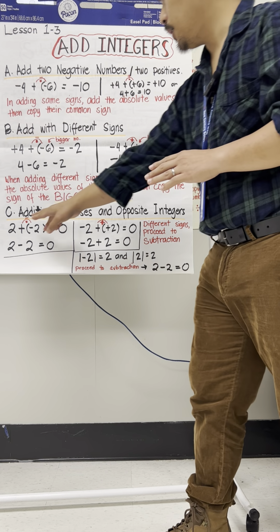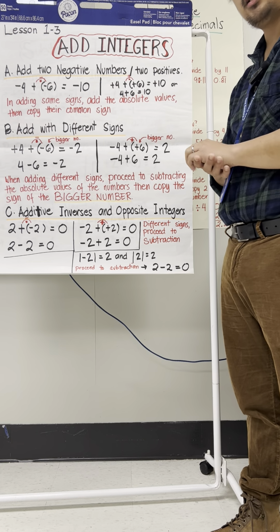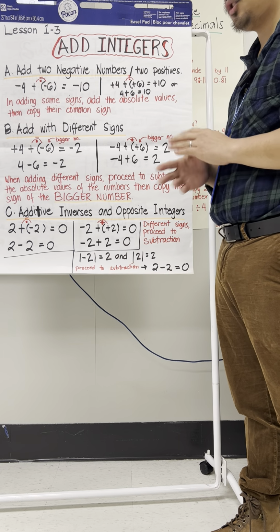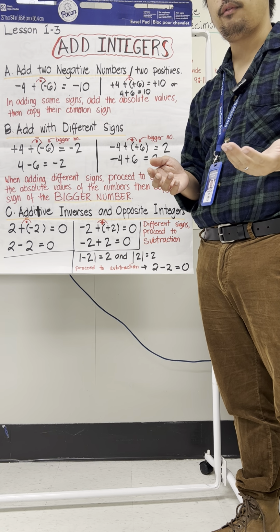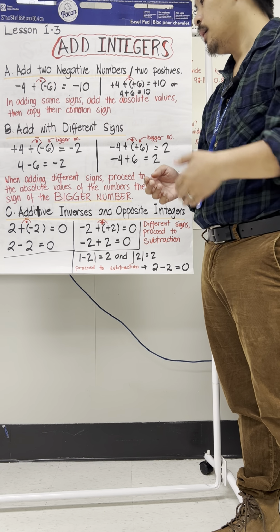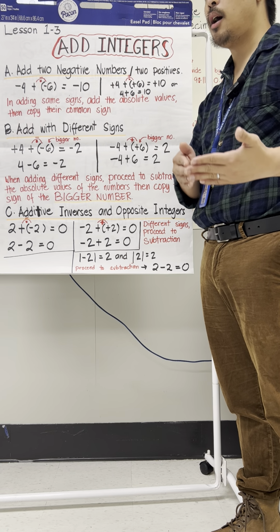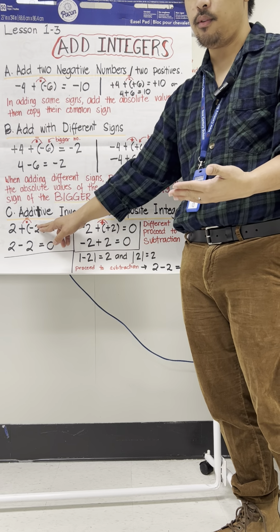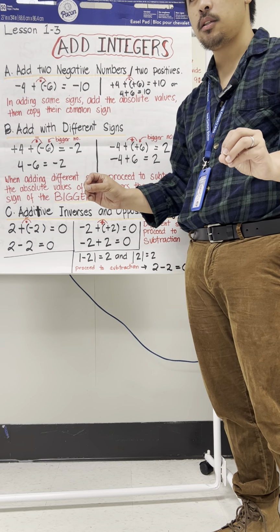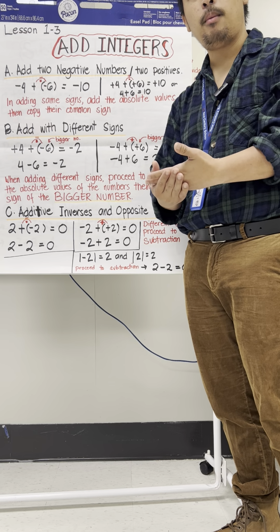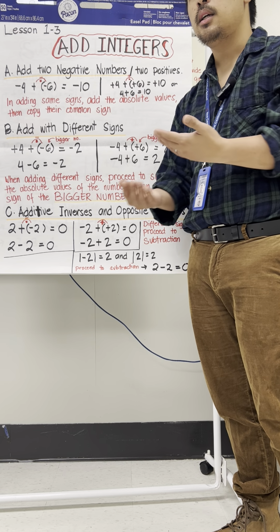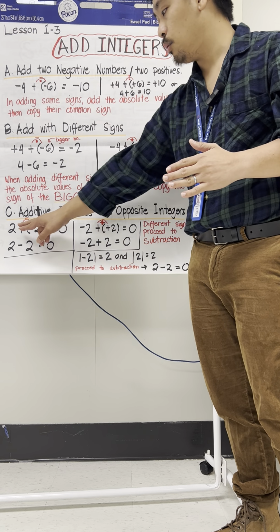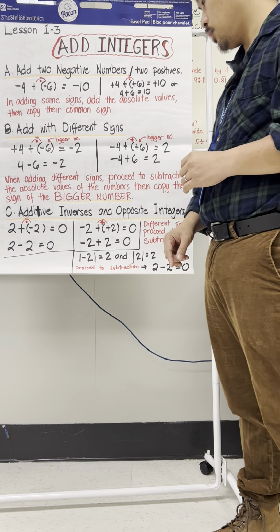Okay. Now for letter C, we are going to have additive inverses and opposite integers. In additive inverses and opposite integers, this is almost the same as what we learned from lesson 1.1, which is the combination of the opposite integers. For example, we have a +2 added with a negative integer 2, which is actually the opposite of +2. We learned from 1.1 that when we combine inverses, they turn out to be 0 or they cancel each other out. So 2 added with a -2 is equal to 0.